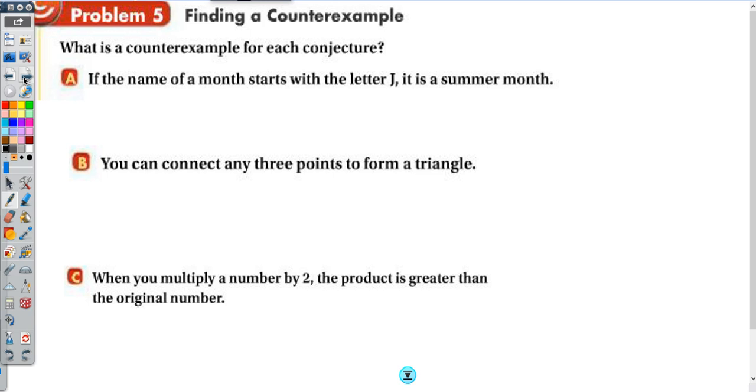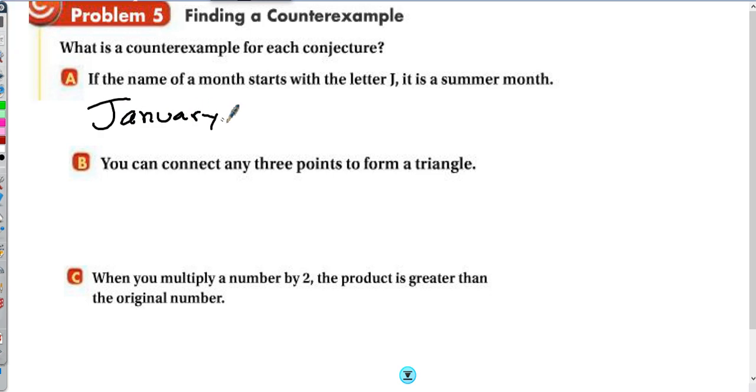It says if a month starts with the letter J, then it's a summer month. What month starting with J is not a summer month? January. So your counterexample would be: January is a winter month. January, at least here, is a winter month. It's going to snow.